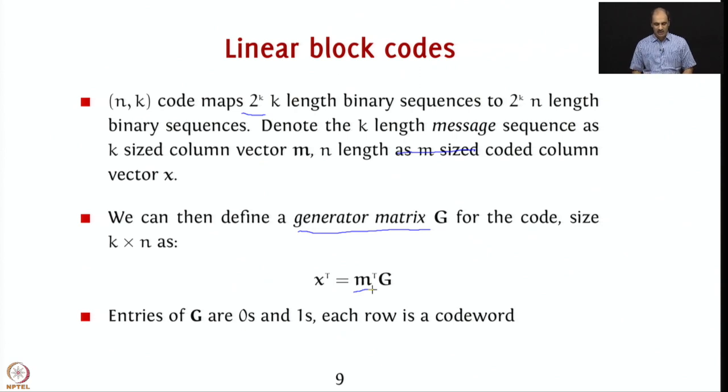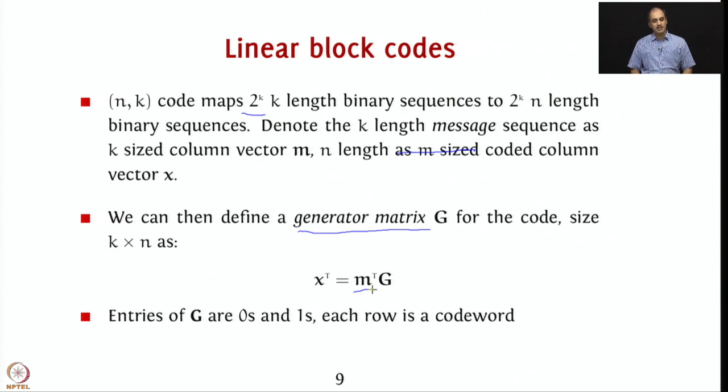Let us understand what this transformation is doing. G is generally expressed in this way as a fat matrix, meaning it has k rows and n columns. Each of the rows consists of something like a code word of this code. Because if you take m as 1000 or 0100, it picks out that particular row. Each of those are code words. Because m can take 2^k possible values, m transpose G can take a maximum of 2^k possible values. Of course, if you have some linearly dependent rows or things like that, you may get less, but let's ignore that for now.